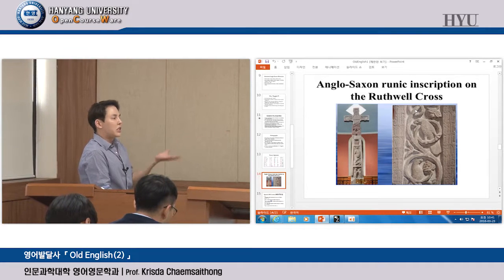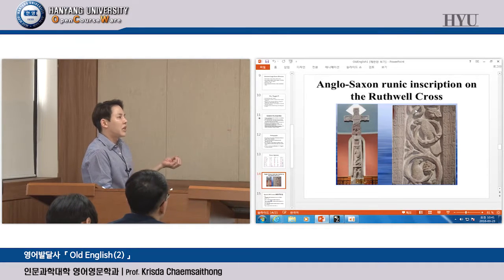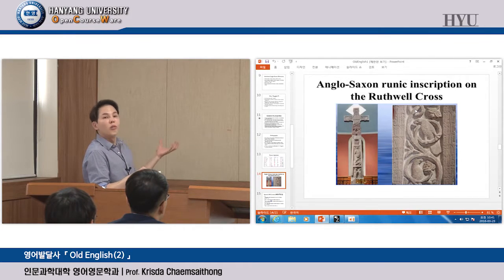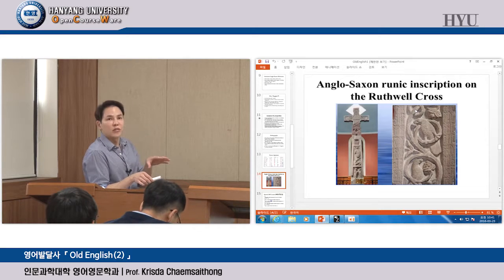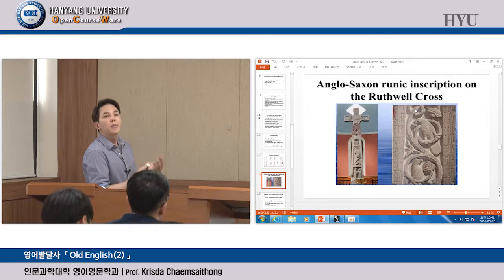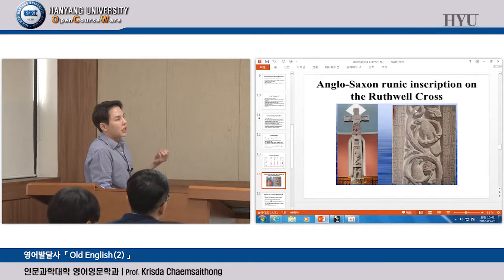You know, Christianity. When people wrote about Christianity or religious prose or poems, they wrote in Latin. But what is interesting about this is you have Old English runic letters and also Latin words. So what this means is that Anglo-Saxon people adopted Christianity to a certain extent, and they also put in their own language in here. So it tells a story.